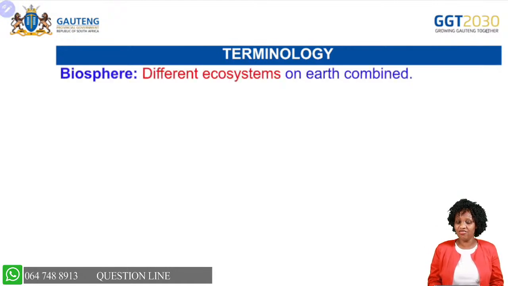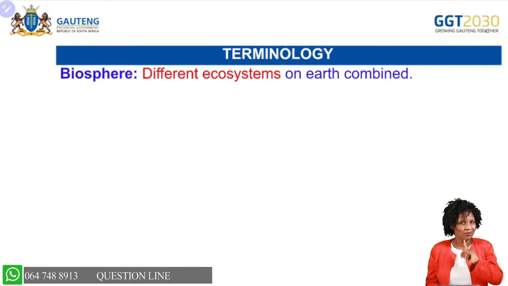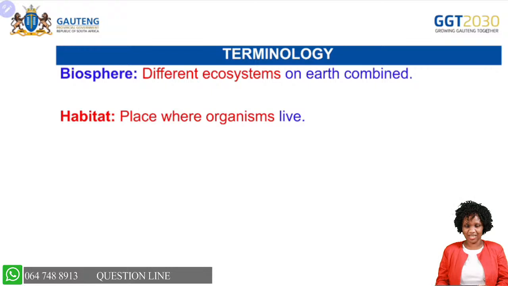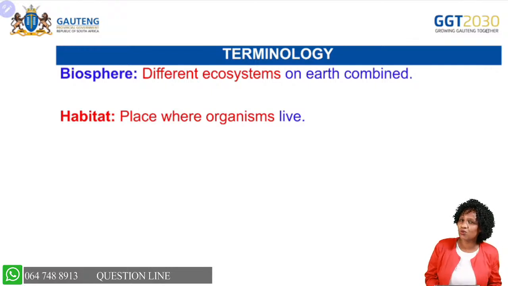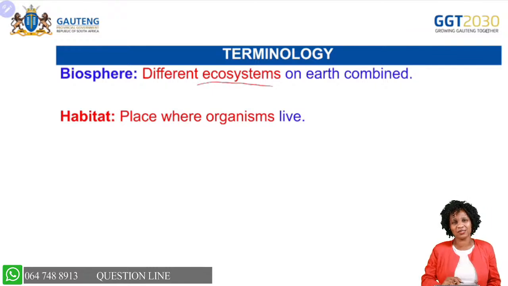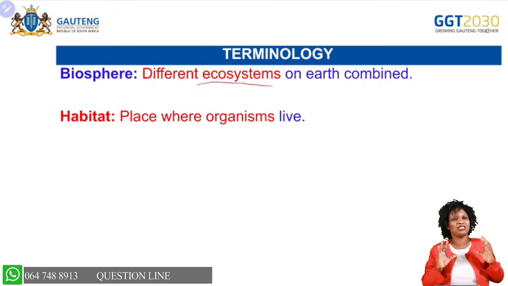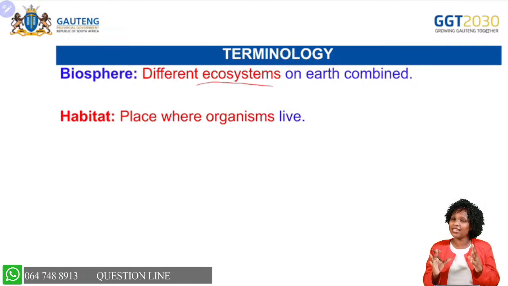Okay. And then another term, remember we are defining terms. And I said terminology is very important because we're going to be defining terms from now up to grade 12. And we're going to get a lot of marks. All right. Let's check the next word. It is biosphere. What does the word biosphere mean? Biosphere means different ecosystems on Earth. All the ecosystems combined on Earth. We call that a what? A biosphere. You get it?